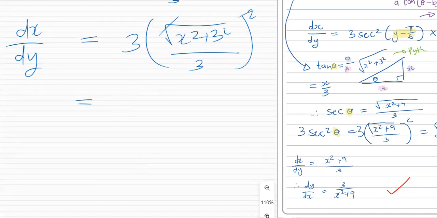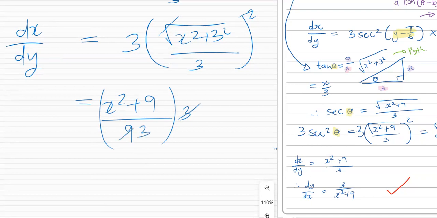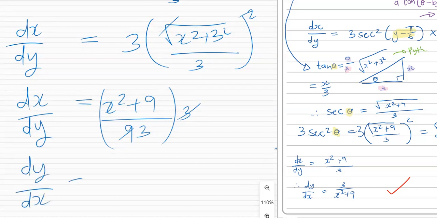And then we have x squared plus 9. The 3 squared is 9. All over 3 squared, which is 9. All of this is still times by 3. This 3 and this 9 can cancel out. We get 3 in the denominator. And of course, this is dx dy still. And finally, we have dy dx. Just flip it around. So it'll be 3 over x squared plus 9.